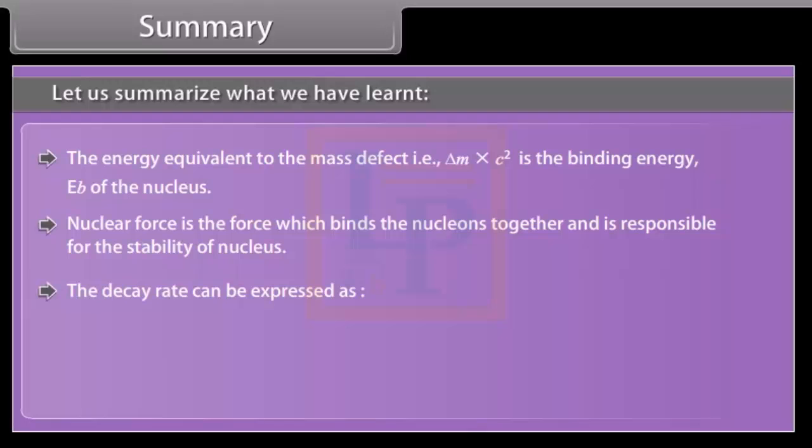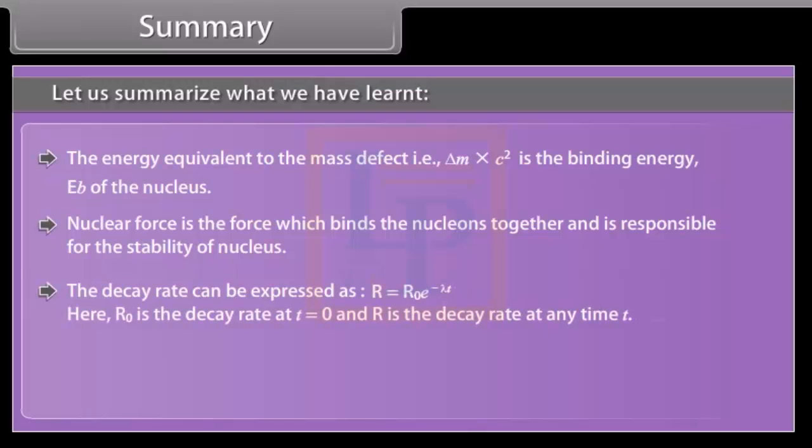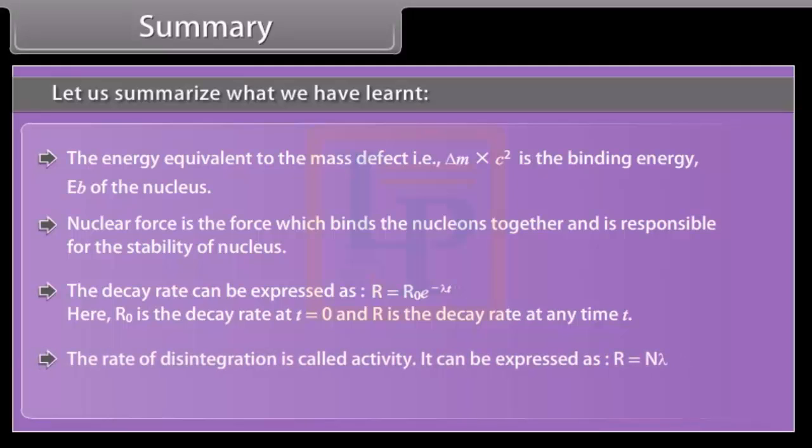The decay rate can be expressed as shown, where R0 is the decay rate at t equal to 0 and R is the decay rate at any time t. The rate of disintegration is called activity. It can be expressed as shown. The SI unit for activity is becquerel.